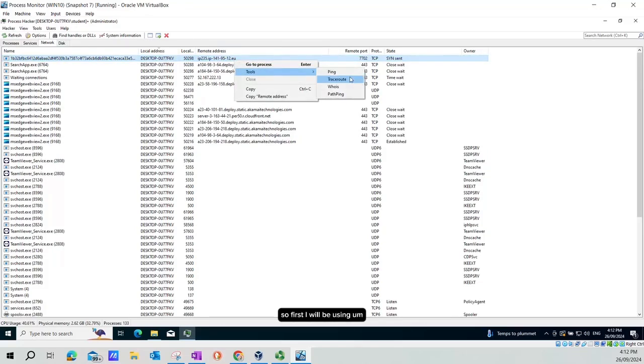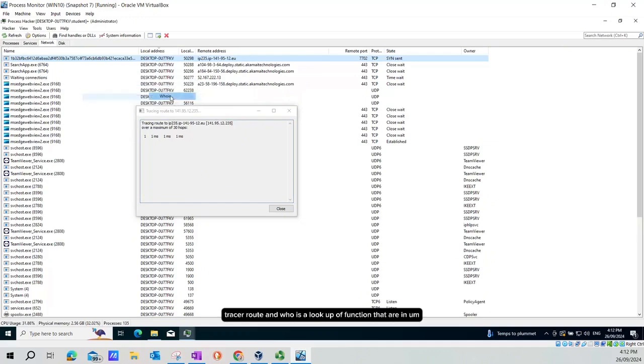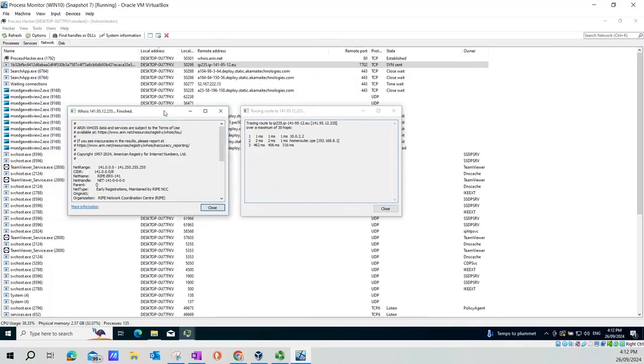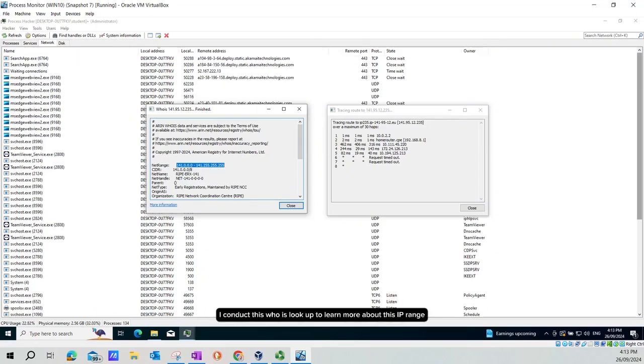So first I will be using the traceroute and whois lookup functions that are in Process Hacker. In my analysis of the network activity, I noted that it was sending a packet to an external IP address with the range of 1.41.0 to 1.41.255. Intrigued by the destination, I conducted this whois lookup to learn more about this IP range.